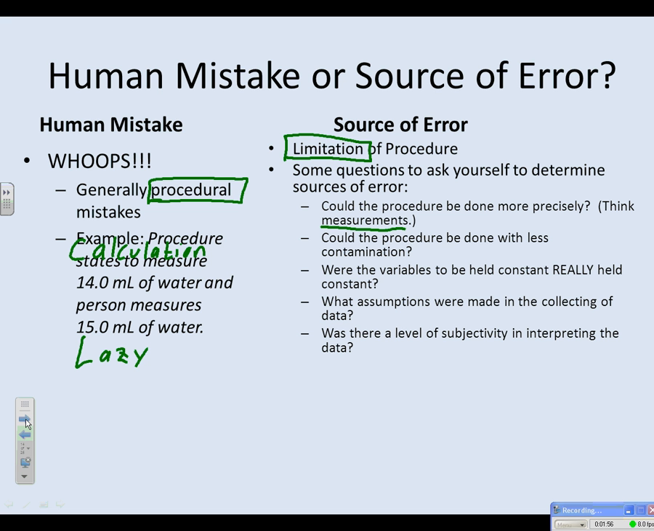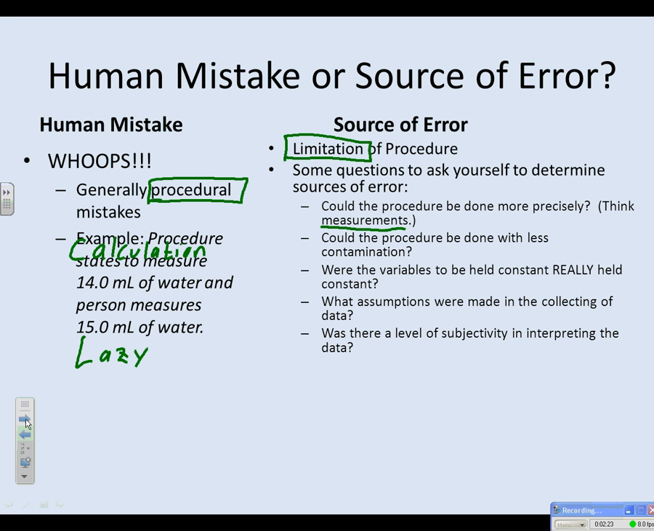Could it be done with less contamination? Is your filter good enough? Is your air filter in your room good enough? Were you wearing a mask? All those things that could have been prevented, but you were limited by what you had with you. Were the variables to be held constant really held constant? Did the temperature change a lot? Did the air conditioning shut off overnight when you were leaving your petri dish over? Did it rain that day, and so the humidity changed inside the room?